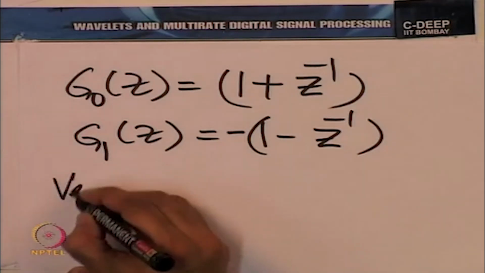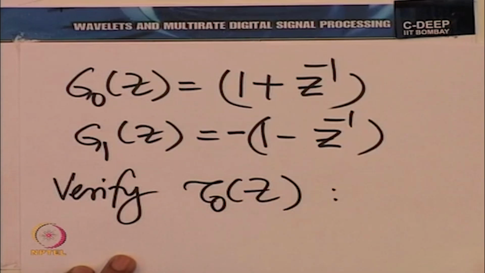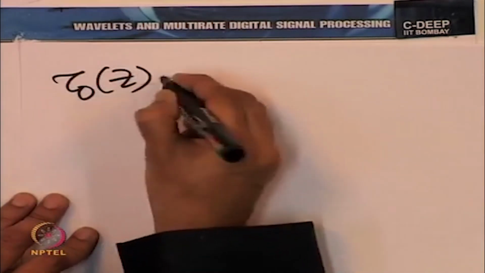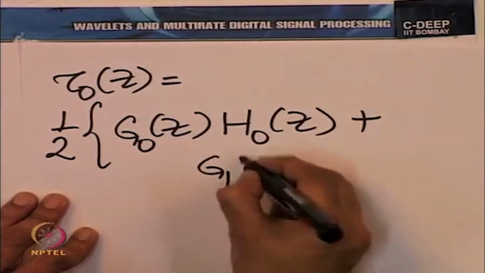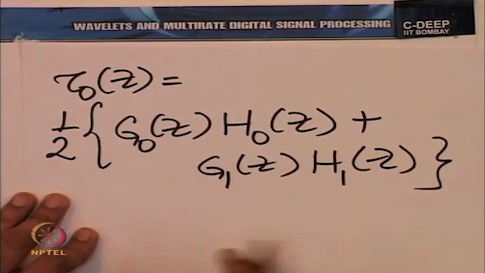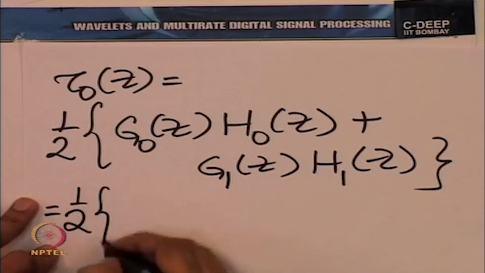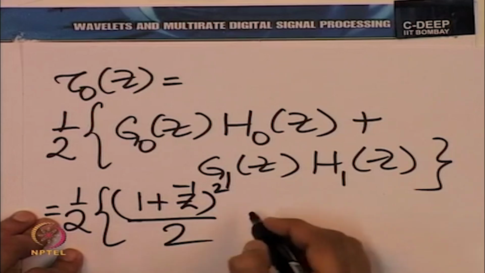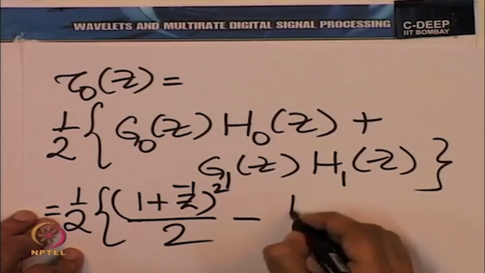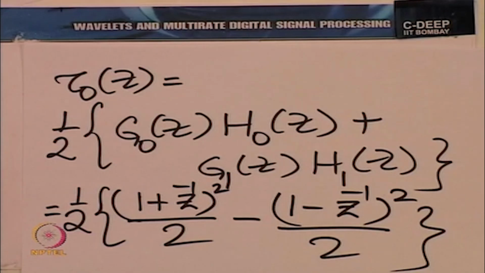And now, let us verify the perfect reconstruction condition or verify tau 0 z. Indeed, tau 0 z is obviously G 0 z H 0 z plus G 1 z H 1 z. And when we expand this, we get 1 plus z inverse, the whole squared by 2, minus 1 minus z inverse, the whole squared by 2, and this is easy to evaluate.